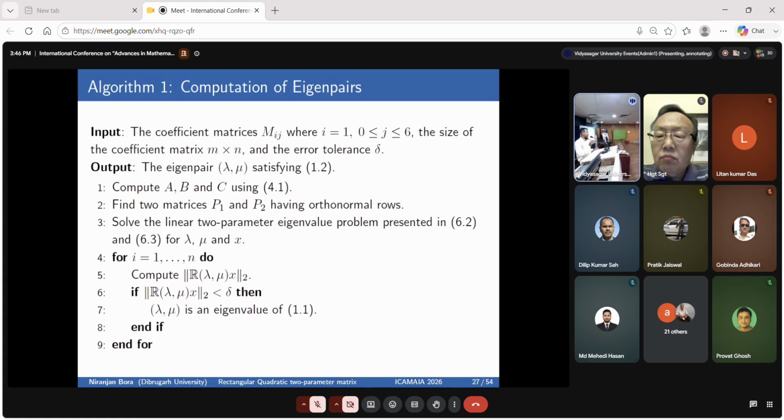That means we convert it to an eigenvalue problem with the form Ax equal to lambda Bx. If the problem is non-singular, based on the structure of the matrix, then we can implement MATLAB code. But if this problem is singular, then again it gets problem.